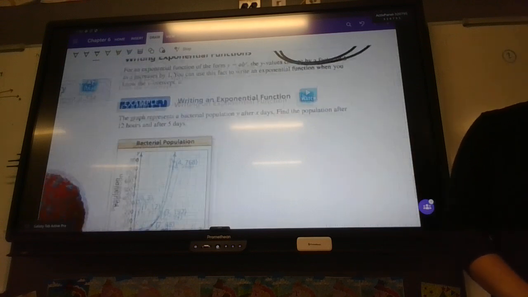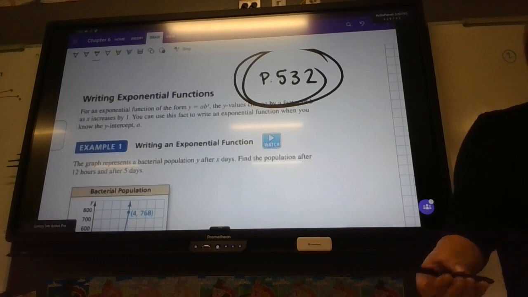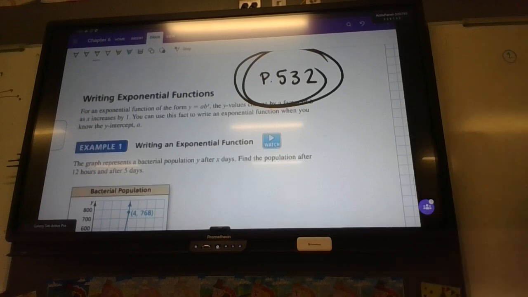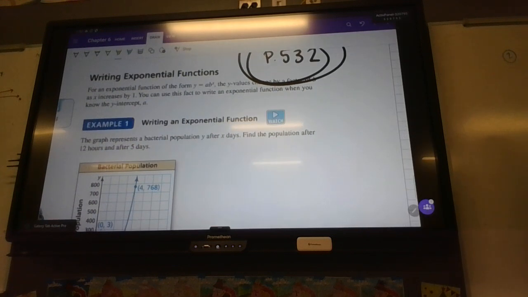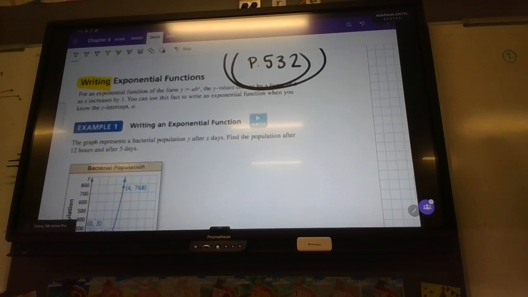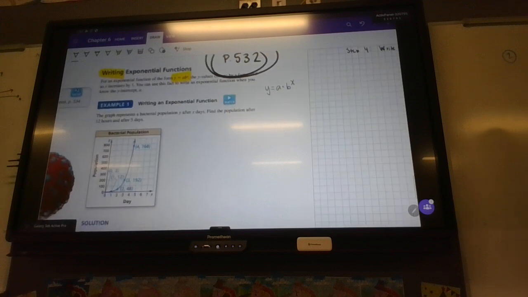Okay, so you just plugged in and evaluated exponential functions. Today's actual challenge is to write them, and you're writing them in the form of y equals a times b to the x. And there's a ton of real-world application for exponential functions.